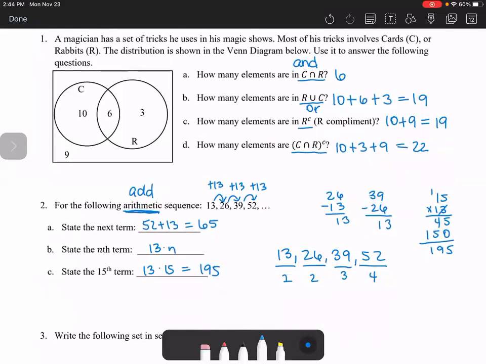Okay, are there any questions on number 2? Okay, and I will also say that on questions that are multi-part, like this one, where to get part C I used part B, you may have noticed on the previous exams, you will get partial credit if you have an incorrect formula for the nth term but you plug it in correctly for part C. And if you don't, let me know.